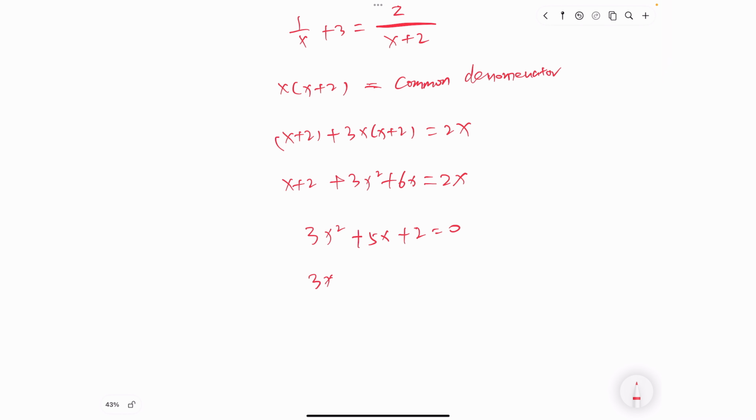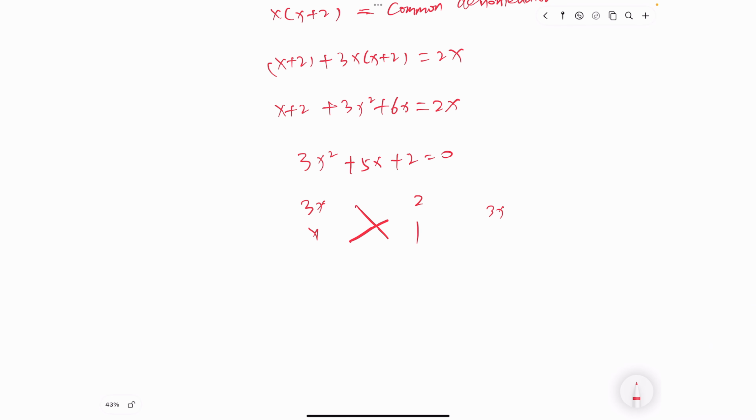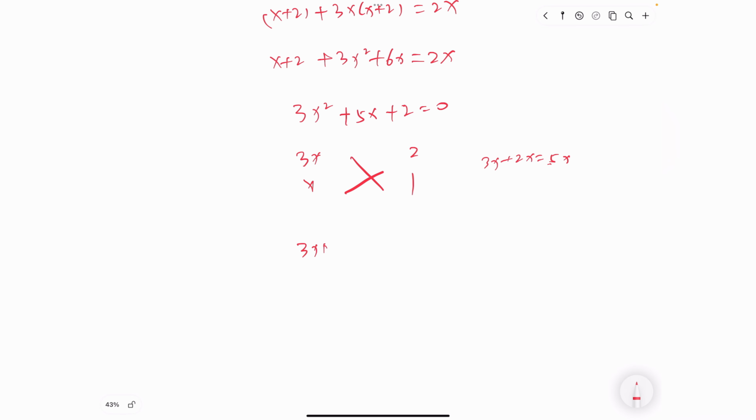So we have 3x, x, we have 2, 1. 3x plus 2x equals 5x. So 3x plus 2 and x plus 1 equals 0. x equals negative 2 over 3, or x equals negative 1.